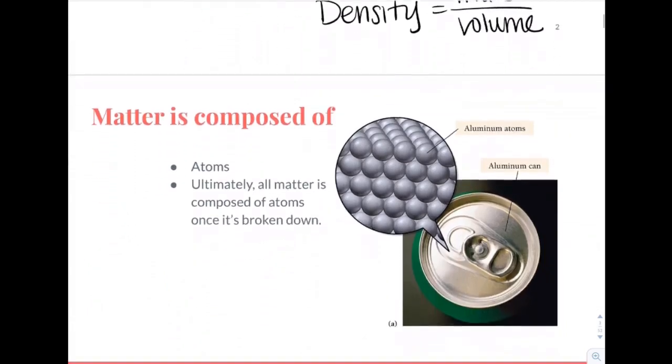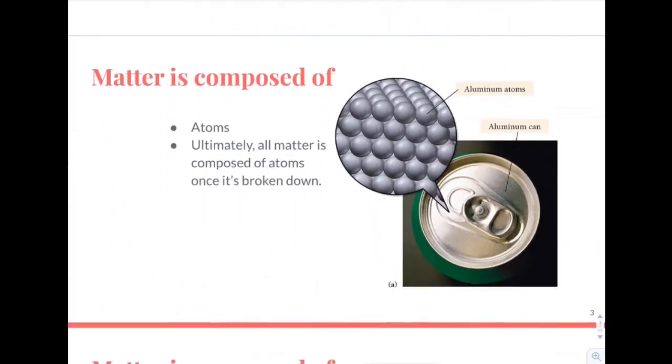Matter is composed of either atoms. Ultimately, everything is broken down into atoms, so even molecules, proteins, large compounds in our bodies are always broken down into atoms or ions, which are charged atoms. So we have here a picture of an aluminum can, and inside the aluminum can is essentially aluminum atoms. Aluminum cans are also coated with plastic on the inside so that the aluminum atoms don't oxidize in the carbonic acid.